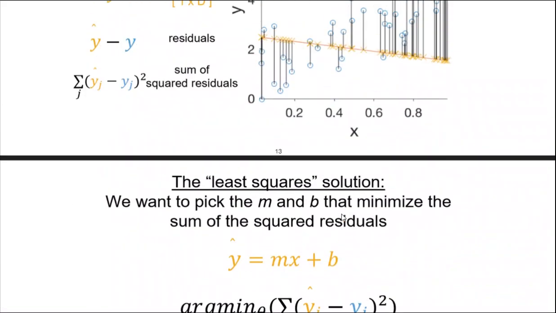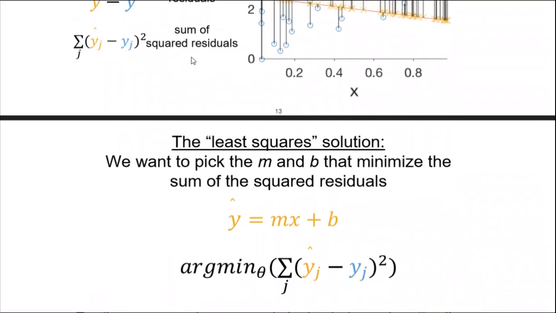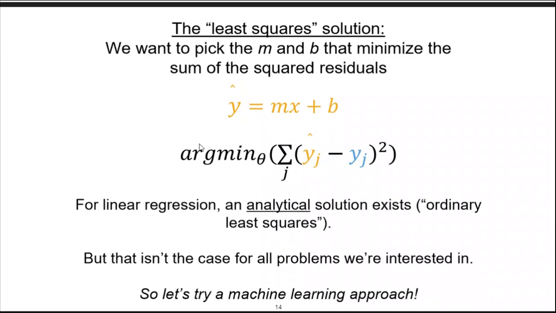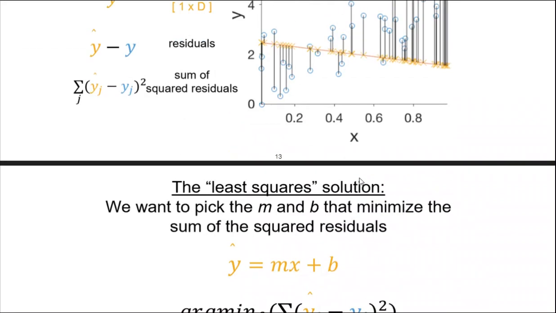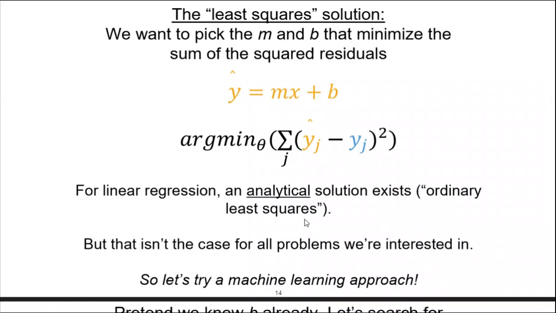That number will tell us how far off we are from the actual data, and we want to minimize this sum of squared residuals. So we have something like the arg min over theta of the sum of squared residuals, which says: give me the theta that minimizes this value.